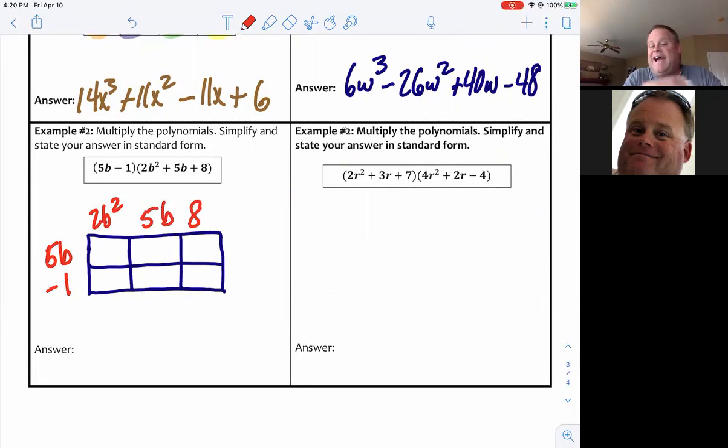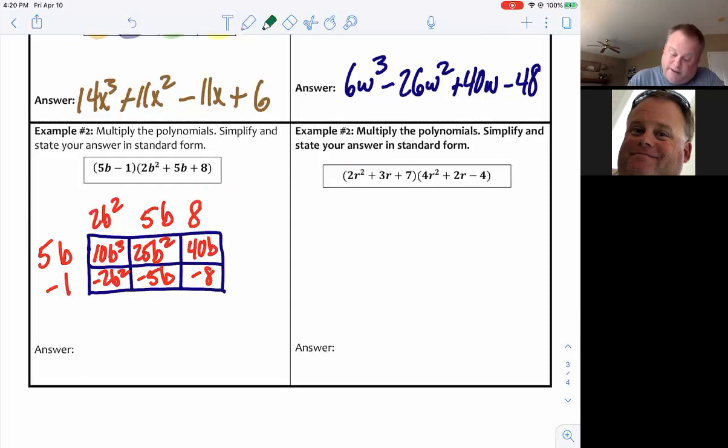And notice I didn't add extra boxes like I did at the top when it was easy to draw. I'm going to draw them like this because it's not much easier for me. All right, so 5b times 2b squared is 10b to the third. 5b times 5b is 25b squared. And 8 times 5b is 40b. Negative 1 times 2b squared is a negative 2b squared. Negative 1 times 5b is a negative 5b. And negative 1 times 8 is a negative 8.